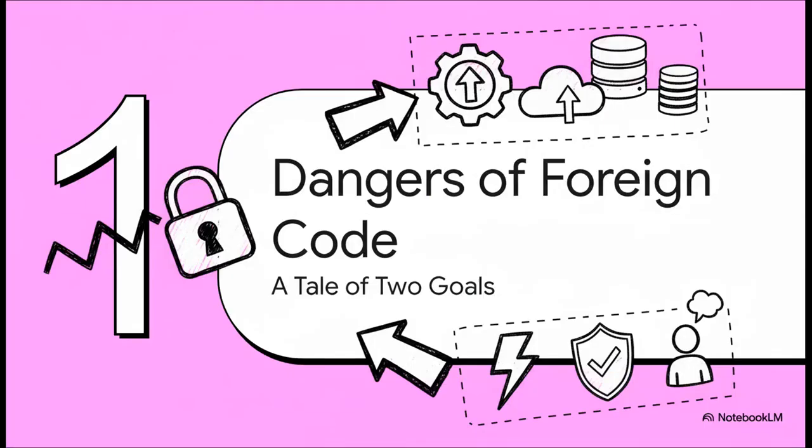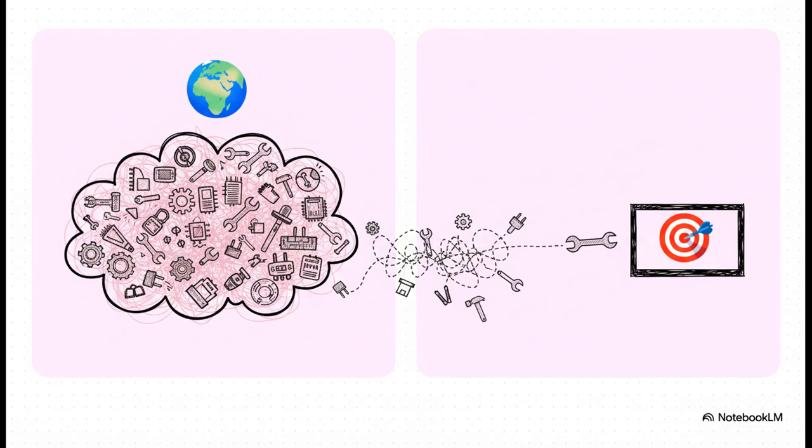Okay, first things first, we have to get our heads around the real problem here. There's this natural tension every single time we use a third-party library. It's a conflict between what the people who made the library want and what we, as the users, actually need. In this slide, it just nails the issue perfectly.